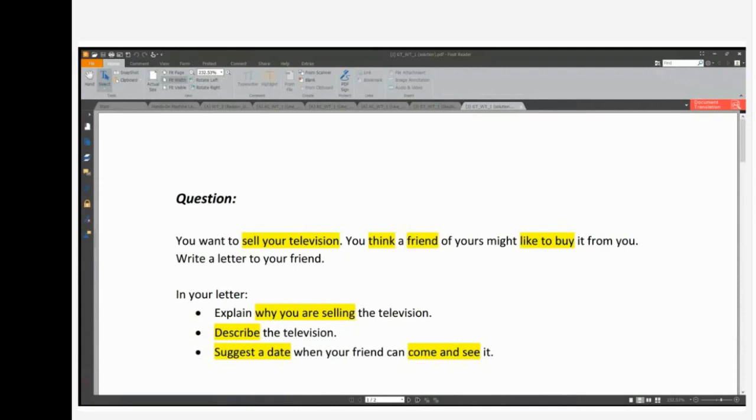Then you have to explain why you are selling it. Also, you have to describe your product, that's the television. And then at the end of the letter, you have to suggest a date so that your friend can come and see it. And you need to include everything in the letter.